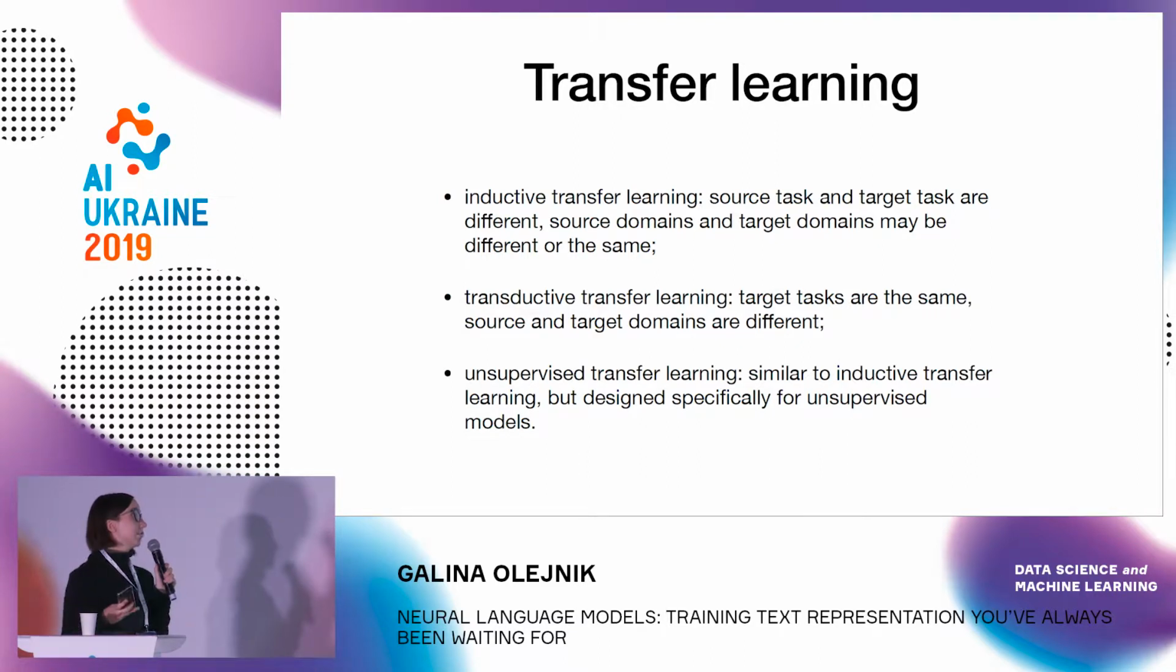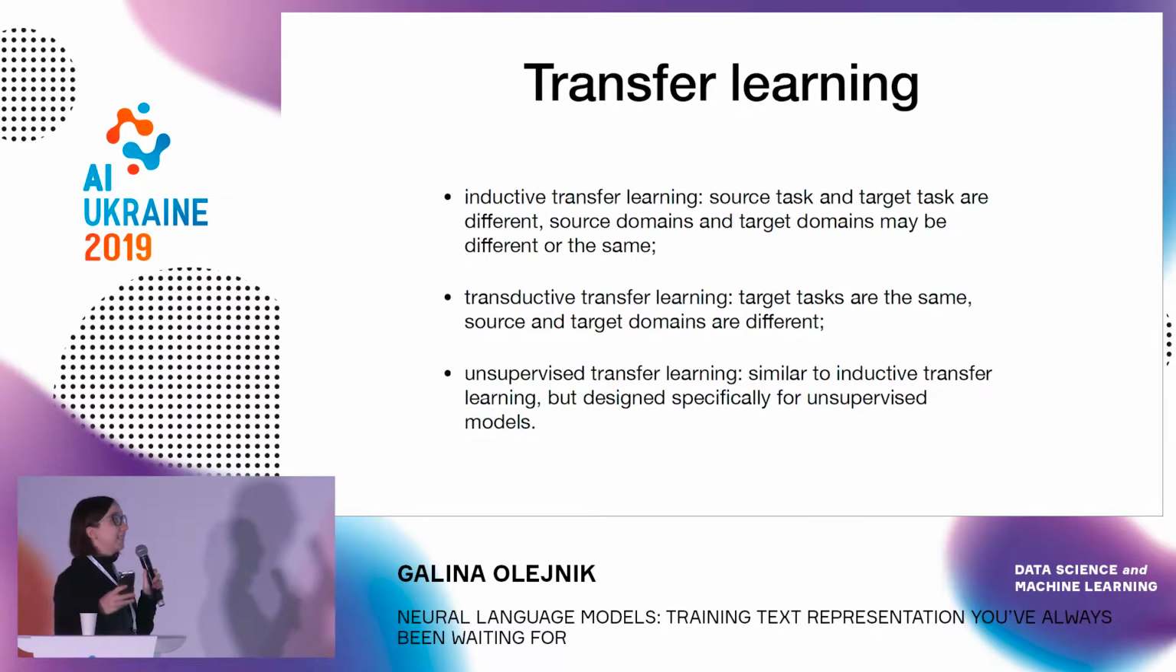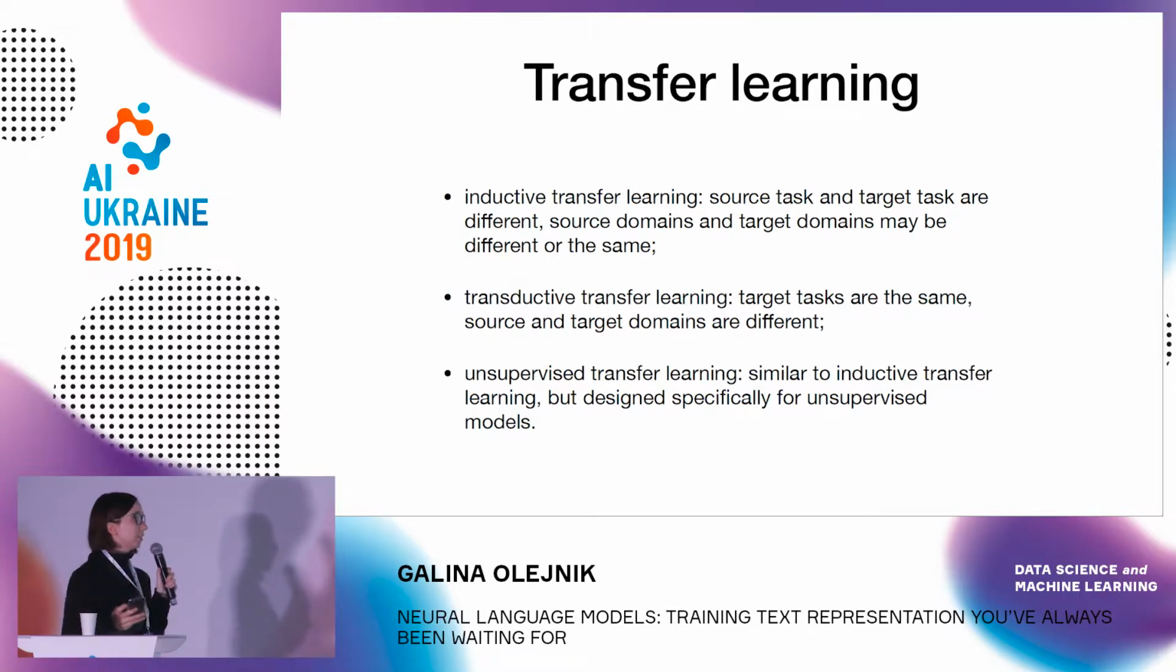For inductive transfer learning, the tasks are different, but the source and target domains may be different or they may be the same. Transductive transfer learning is a different thing. The tasks are the same, but the source and target domains are different. Transductive transfer learning is less popular, and there are not really a lot of papers related to it. And unsupervised transfer learning is like inductive transfer learning, but different because we don't have labels specified for our data.